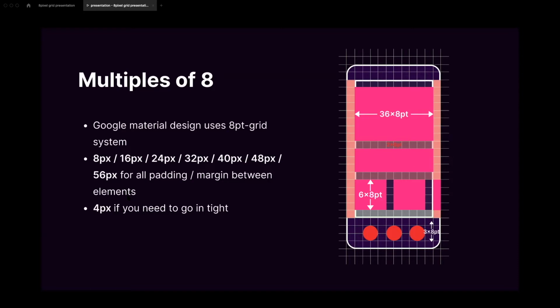The 8 pixel grid works perfectly for most Android devices, which have resolutions in multiples of 8, and iOS doesn't have any grid system. iOS resolution is not a multiple of 8. Here in this image, you can see that everything is aligned with a multiple of 8.